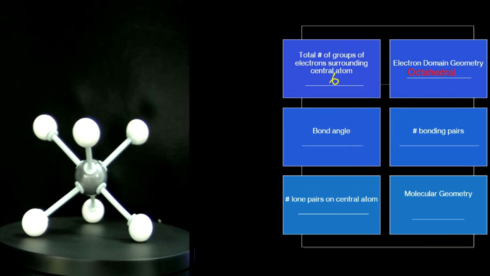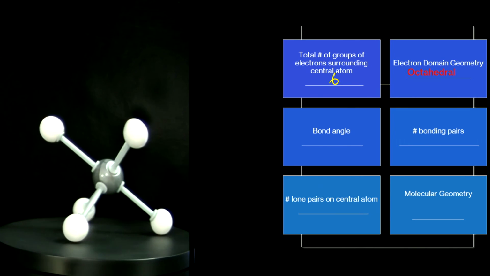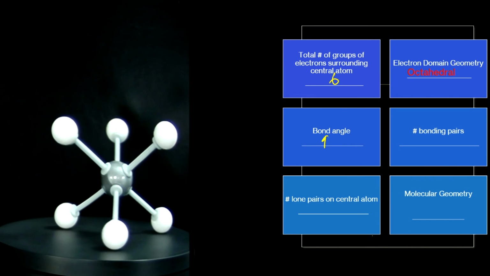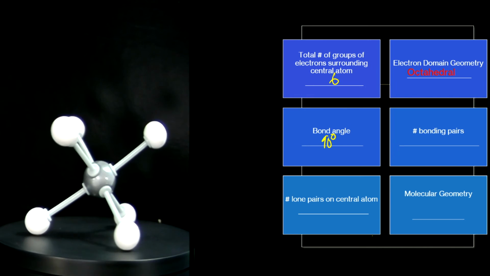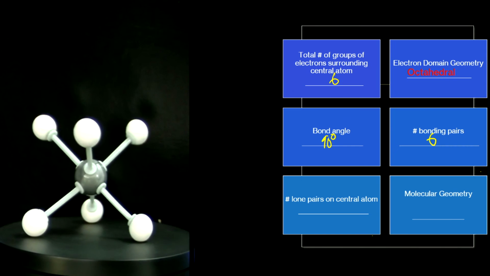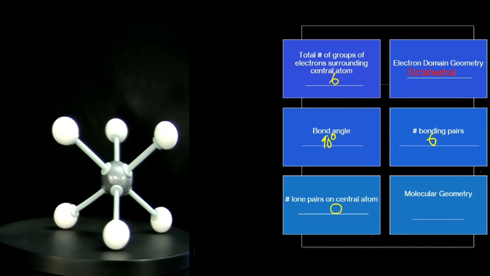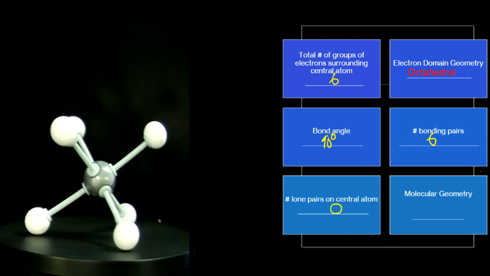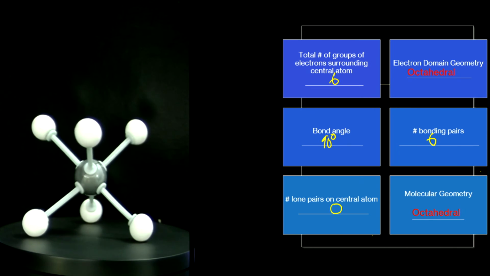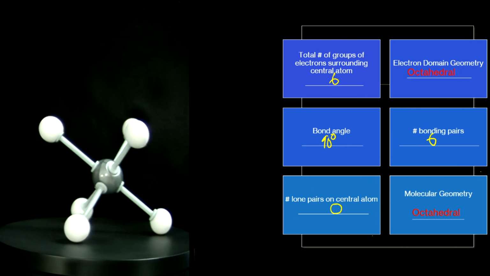Our bond angle will be 90 degrees. The bonding pairs will be 6. The lone pairs on our central atom will be 0. Therefore, our molecular geometry will be the same. So it will be octahedral.